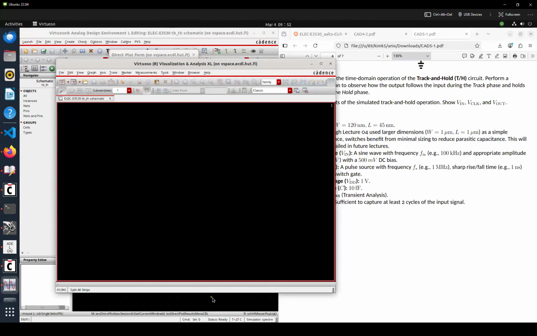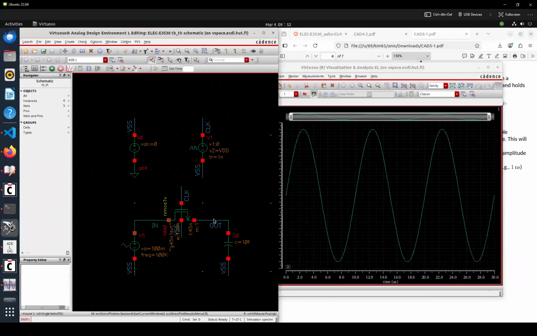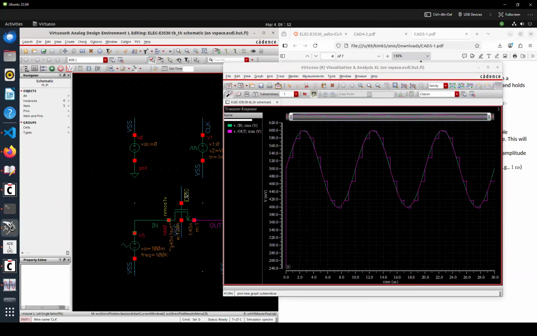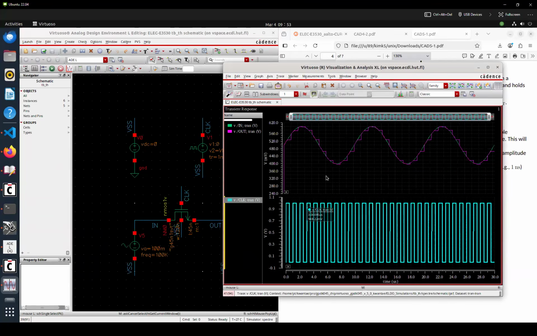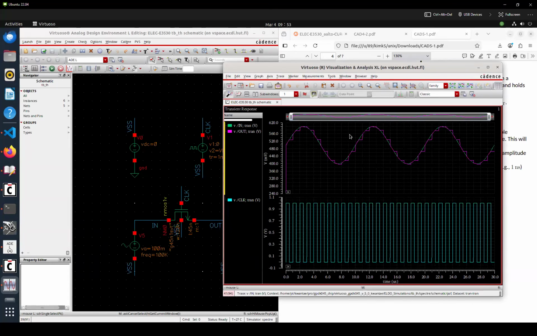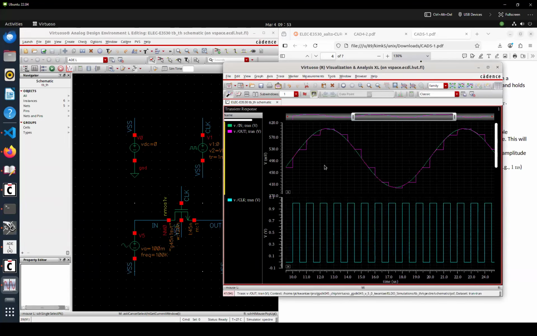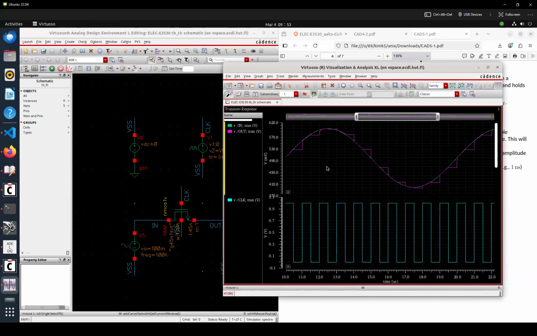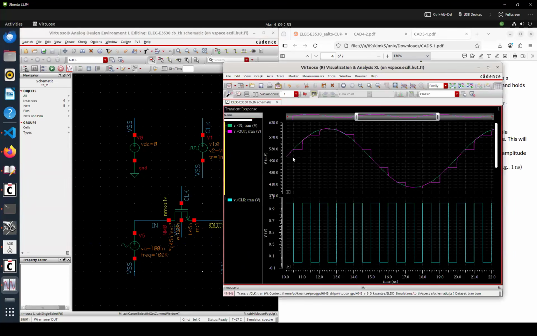Then we have input, and we have output, and we have clock. So we can move this clock to the lower side, and we don't need to worry about this initial stabilization. You can see that it clearly shows how it is behaving for the track and hold operation, right? But I think I forgot to add capacitance here. Oh yeah, there is a 10 femtofarad capacitance. So it clearly shows that, right?